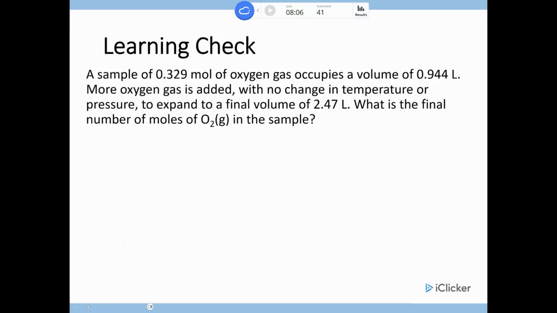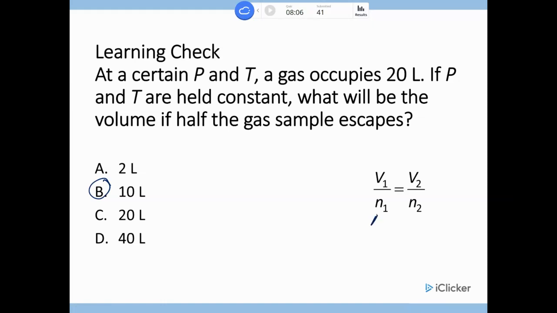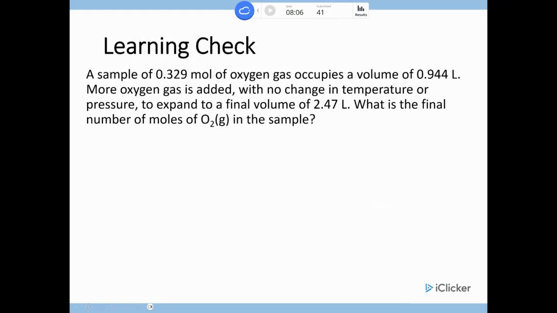And then for our next question, we're working with some actual values. So we have a sample of 0.329 moles. And in our equation, the N here is moles, the amount of the gas in moles. So we have 0.329 moles of oxygen occupying a volume of 0.944. More oxygen is added. We're not changing temperature or pressure. So we get to a final volume of 2.47 liters, and we're looking for the final amount of moles.